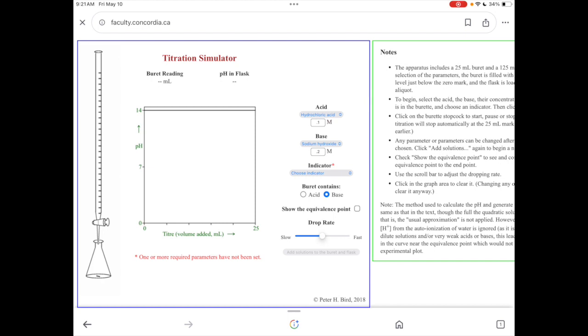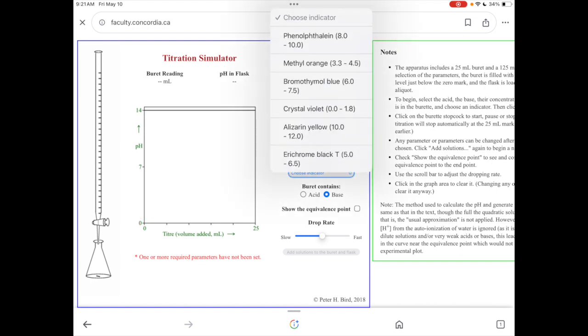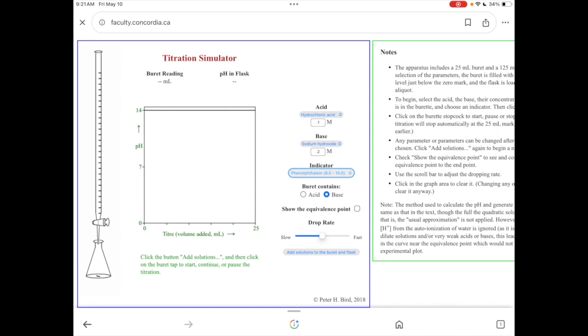Now the burette is this long skinny thing on the left hand side of the screen, and down below will be the acid. I want to choose an indicator, and I'm going to choose phenolphthalein. That's the one that starts clear in an acid and turns pink in a base. I'm ready to add the solutions to the burette and begin the experiment.